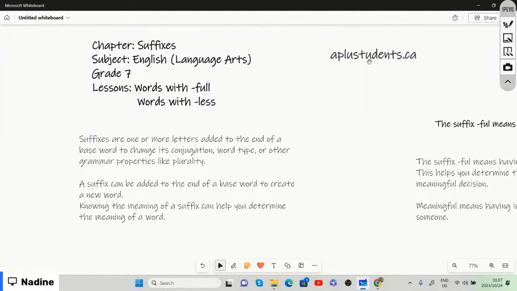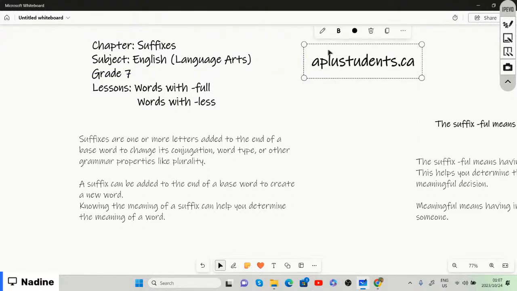All right, and we are doing our lesson on aplusstudents.ca. So if you do want to go back, recap, or go over certain lessons or chapters, here we have the current chapter on our whiteboard, which is suffixes. Our subject is English language arts, grade 7, and the lessons that we are focusing on are full and words with less.